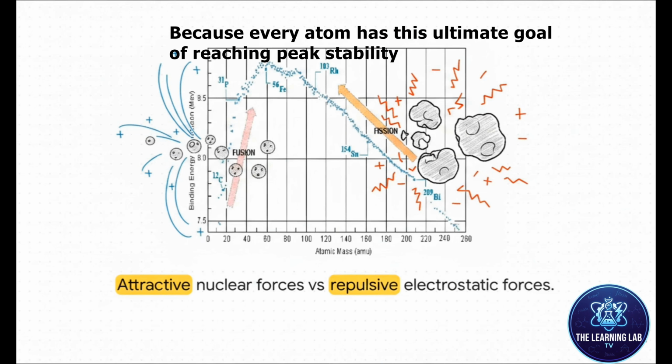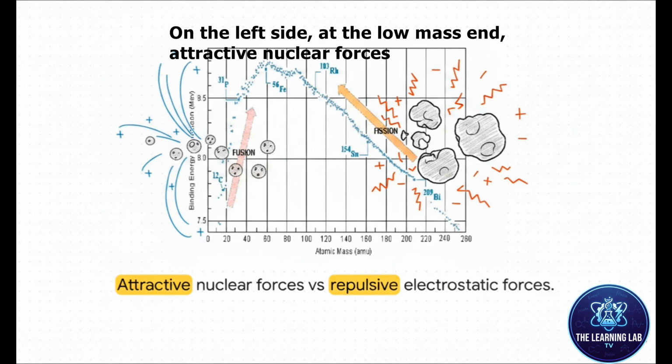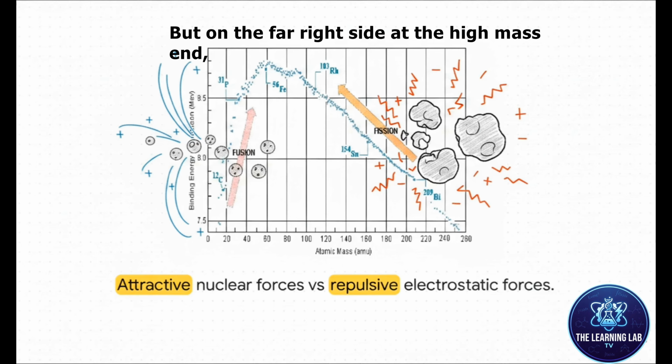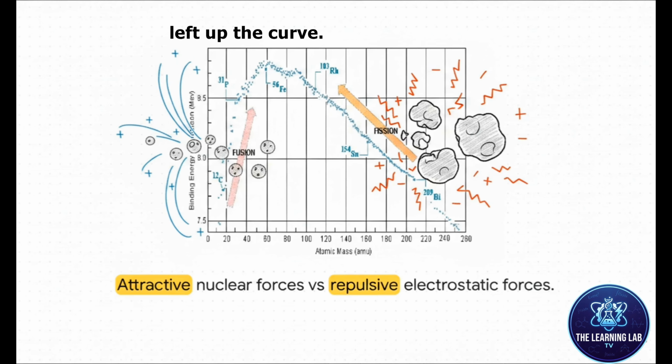Because every atom has this ultimate goal of reaching peak stability at iron 56, we see two competing cosmic trends. On the left side, at the low mass end, attractive nuclear forces dominate, so lighter atoms desperately want to combine and climb up the curve. But on the far right side, at the high mass end, repulsive electrostatic forces take over. Those heavy, bloated atoms want to break apart to shed weight and move left up the curve.